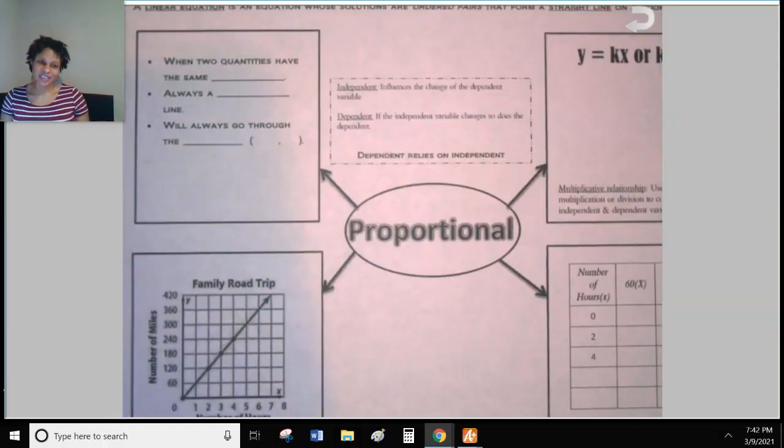Welcome back to Jackson Square. Today we are moving on to Chapter 8, which is multi-representations.